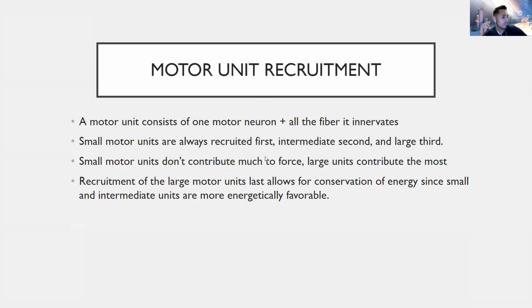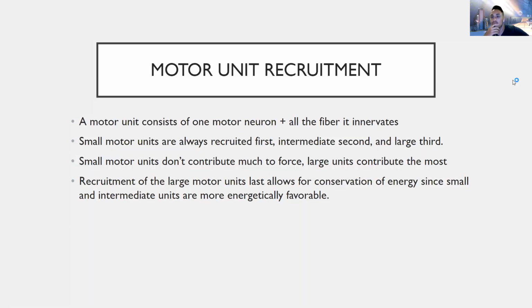Okay, motor unit recruitment. A motor unit consists of one motor neuron in addition to all the fibers that it innervates. Small motor units are always going to be recruited first, followed by intermediate, and then the large. Small motor units don't contribute much to force, whereas large units contribute the most.